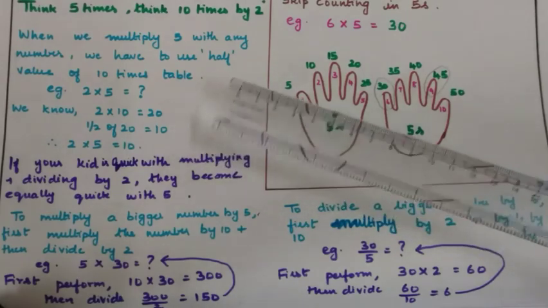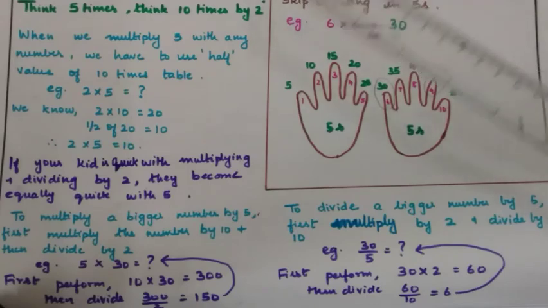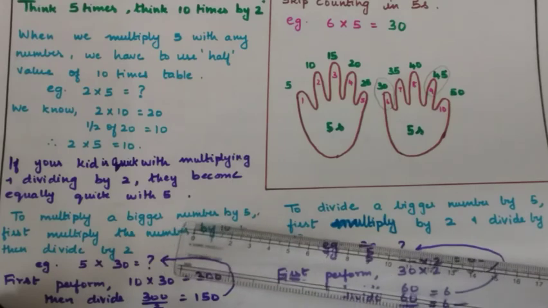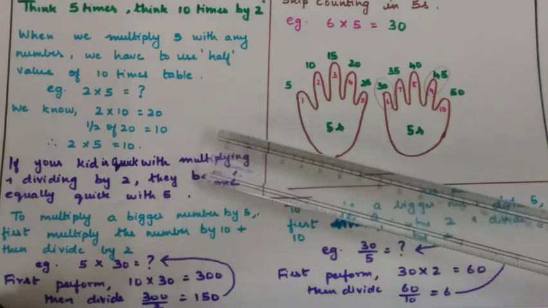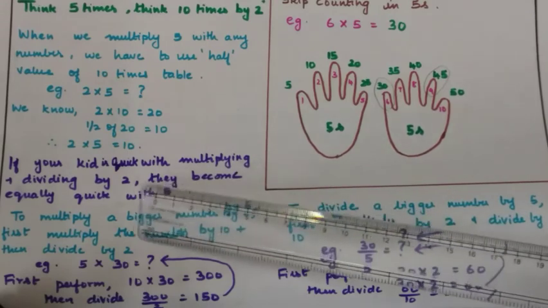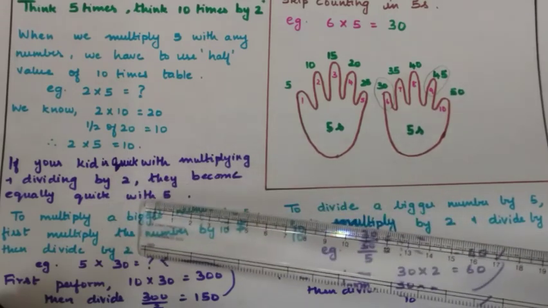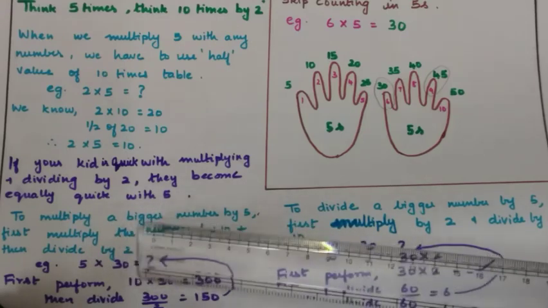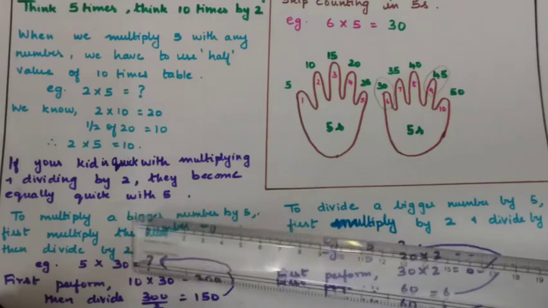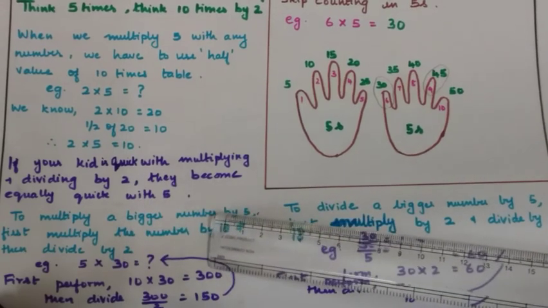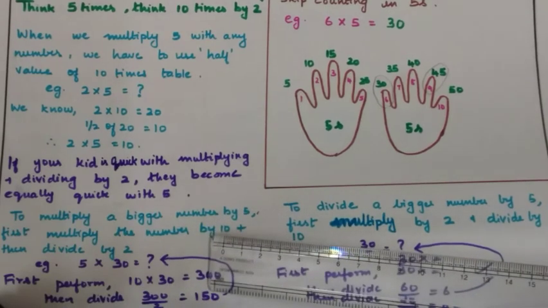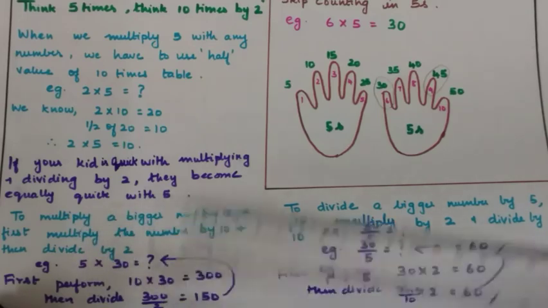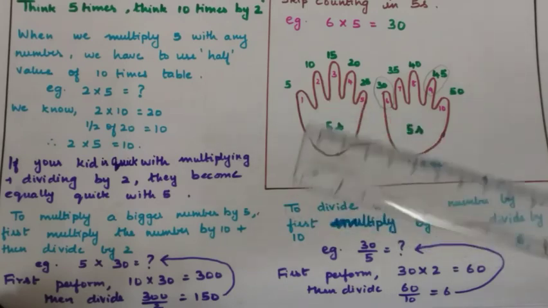So if your kid is quick with multiplying and dividing by 2, they can equally become quick with 5 by using this technique. So let's take a bigger number and check how this works. To multiply a bigger number by 5, first multiply the number by 10 and then divide by 2. Say I need to multiply 5 by 30. First I am multiplying it by 10, which is very simple because you need to just add a 0 to 30. So I am getting 300, and I am dividing it by 2 to find the answer, which is 150. Rather than multiplying by 5 directly, if you go in for this method, you will obtain the results faster and your calculations will also be faster.